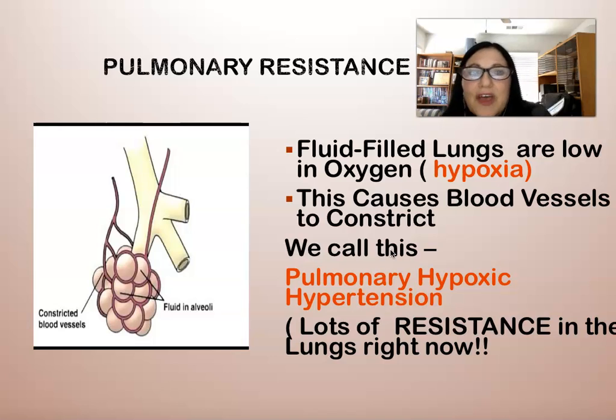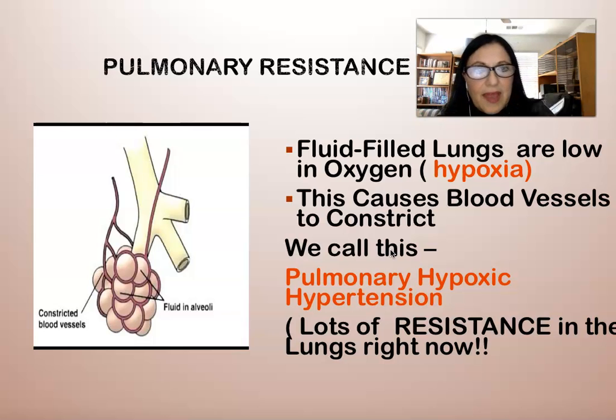So think of thousands of these little alveoli in your lungs, or the fetal lungs. You're going to have tons of resistance there. Now, how does blood flow? Blood goes to the pathway of least resistance. It's going to go from high resistance to low resistance.